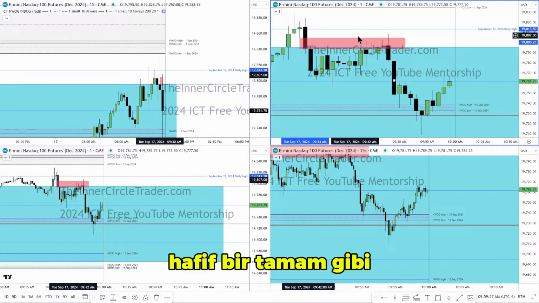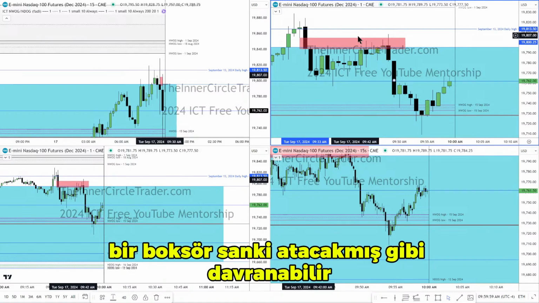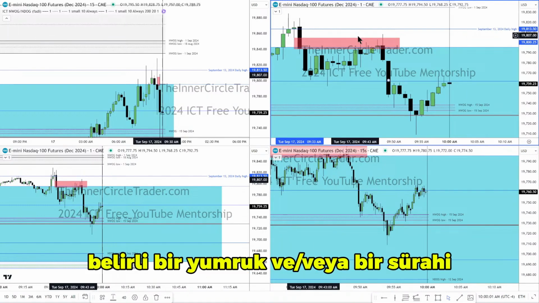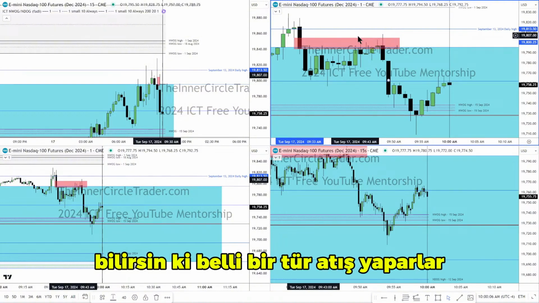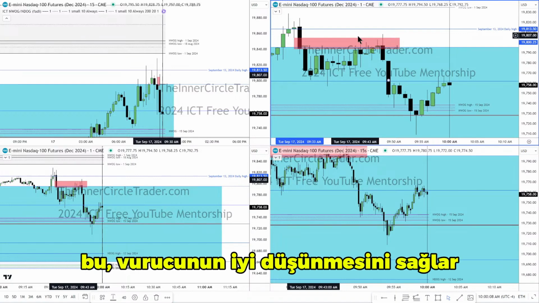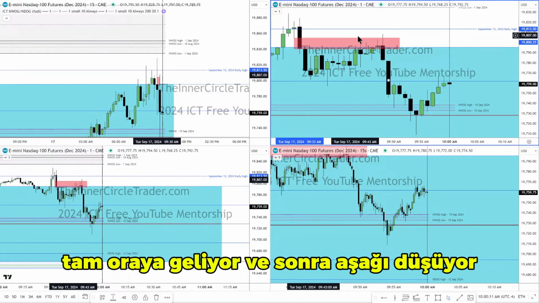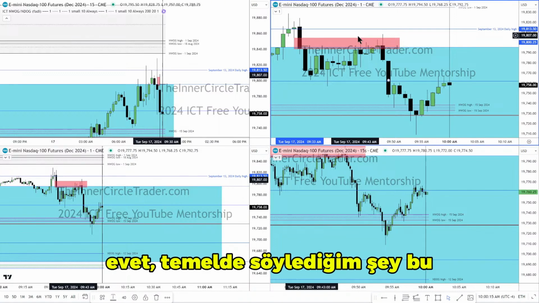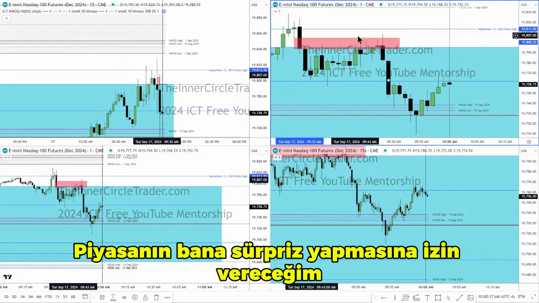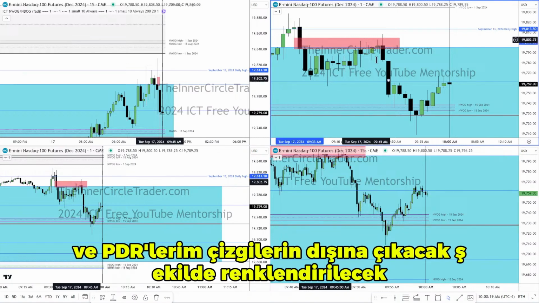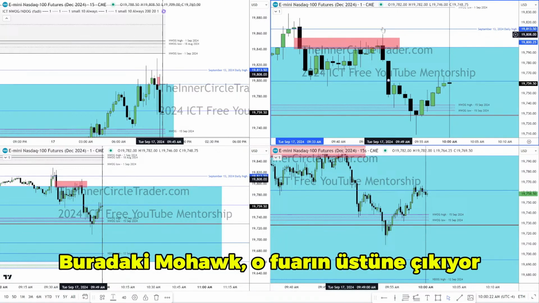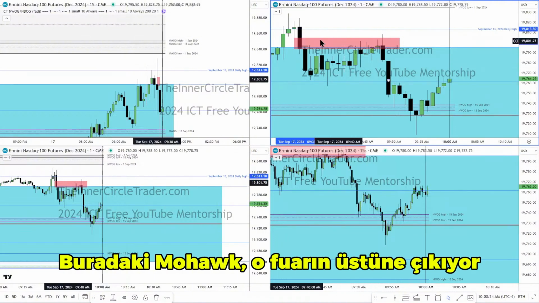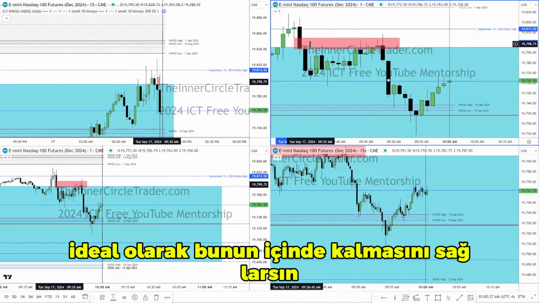It's like a feint, okay? Like a boxer might act like he's going to throw a certain punch, or a pitcher throws a certain kind of pitch that makes the batter think, okay, it's coming right there, and then it just drops down, or it curves. That's basically what I'm saying. I will allow the market to throw a curveball, and my PD arrays will get colored outside the lines. The Mohawk here, going above that fair value gap, ideally it stays inside of it.